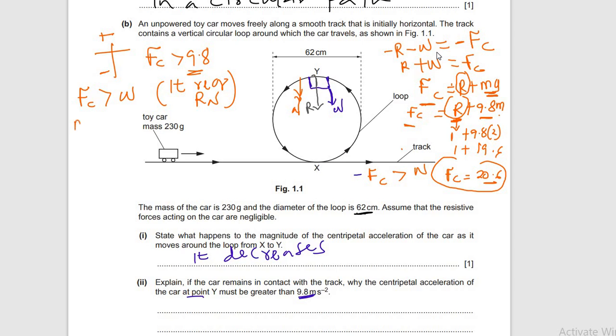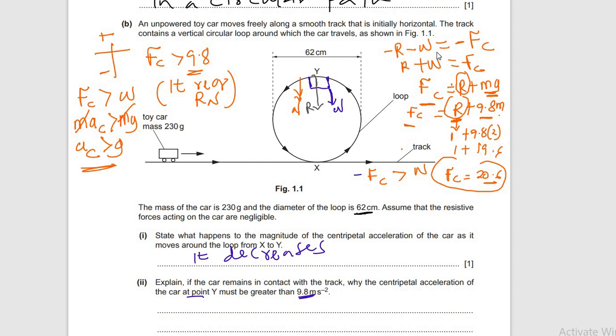Now, centripetal force is mass times centripetal acceleration. Weight is mg. So mass cancels mass. So if centripetal force is greater than weight, automatically centripetal acceleration is greater than g. For this to occur, it requires the help of the normal reaction to have a value, or else the mass will skid off the track.